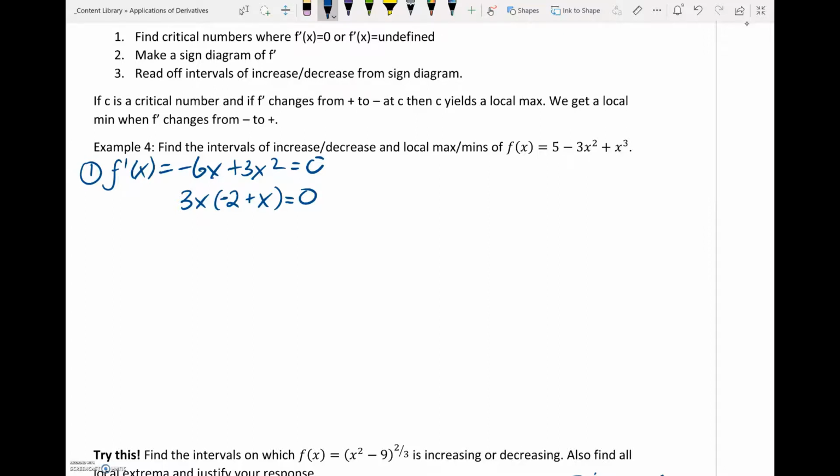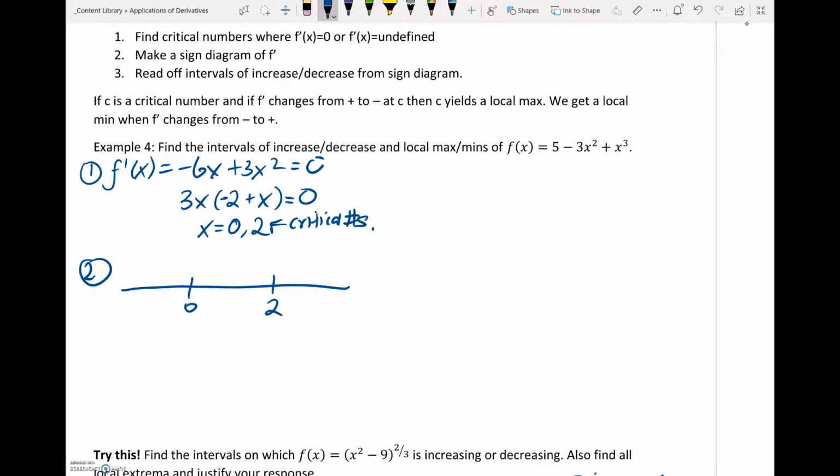And then once I factor out this 3x, I can figure out what my x values are. So x is 0 and 2. So these are my critical numbers. Our second step is to create a sign diagram. So our sign diagram is going to include those two critical numbers of 0 and 2.